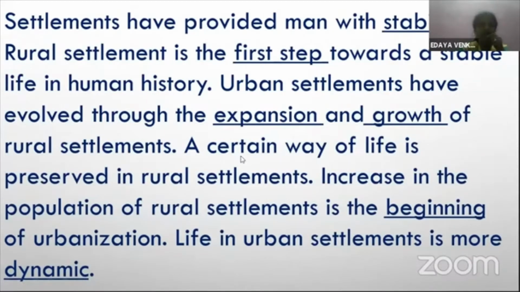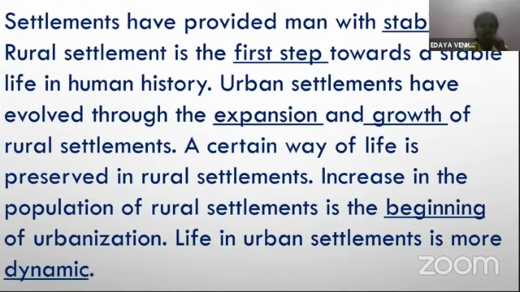A certain way of life, a lifestyle or cultural style, is preserved in rural settlement. Increase in the population of rural settlement is the beginning of urbanization. When the population increases in a rural settlement, it means urban settlement begins there. Got it? Life in urban settlement is more dynamic. So what do we mean by dynamic? Dynamic means more powerful or forceful, or more speed. The development in urban settlement can be seen at maximum speed.